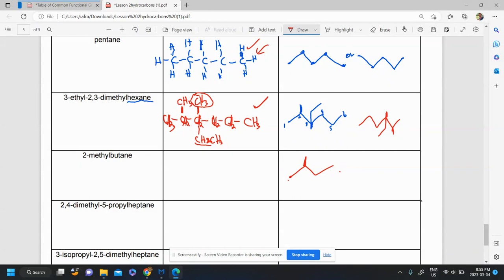Let's then go and do our structural formula here. So 1, 2, 3, 4. You can connect the carbons. Carbon number 2 would have the methyl, so 1, 2 right there, CH3. And then you can make it condensed or expanded, it's up to you. I'll do CH3, CH3, CH2 here, CH3.